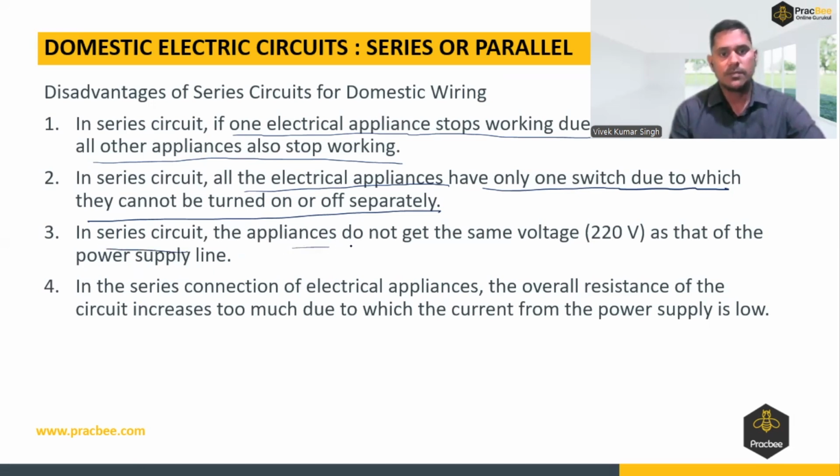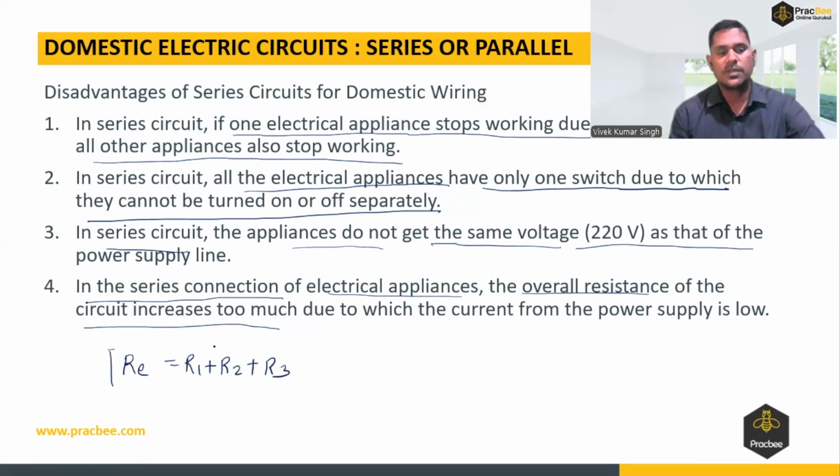In a series circuit, the appliances do not get the same voltage, as the voltage gets distributed. And in the series connection of electrical appliances, the overall resistance is very high, because in a series circuit the equivalent resistance is the sum of the individual resistances. So it will increase the resistance, due to which there are so many losses. We will be getting less power.